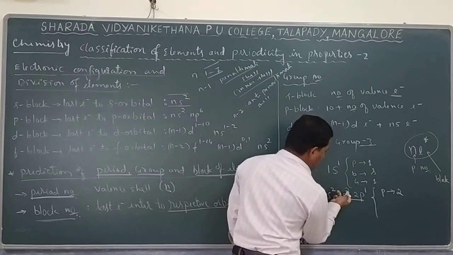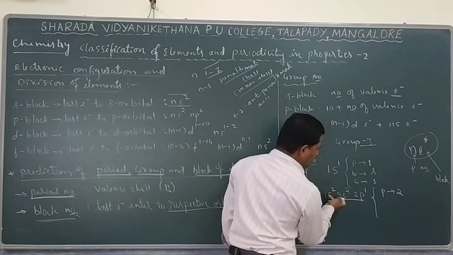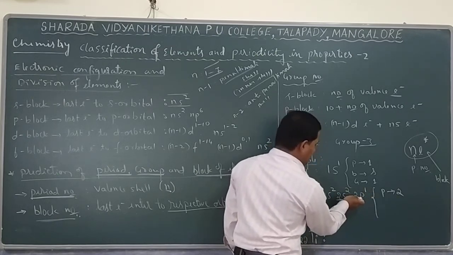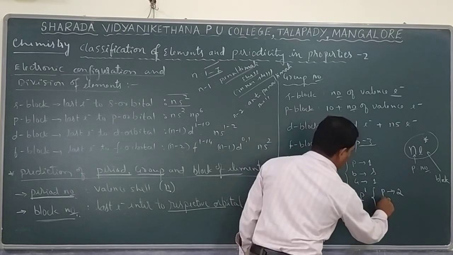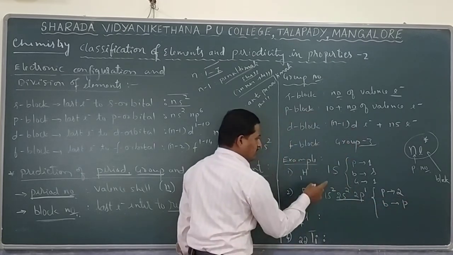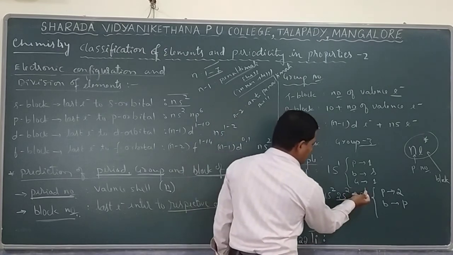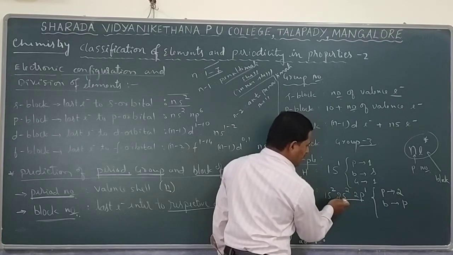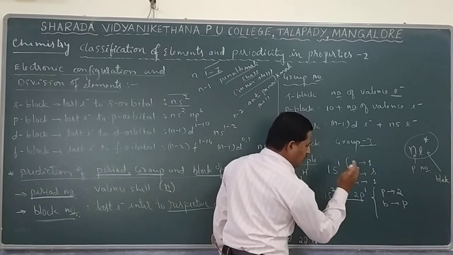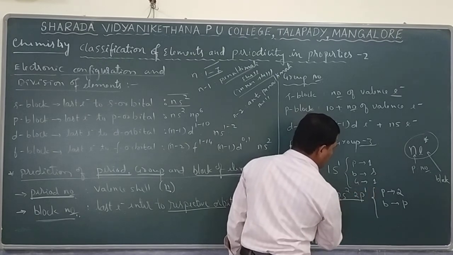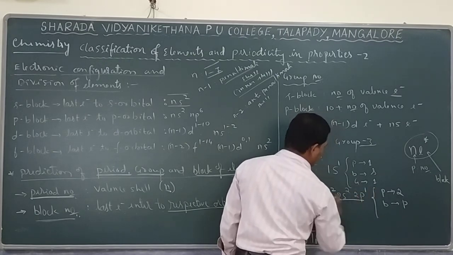And here, after completion of 2 electrons in the s orbital, the last electron goes to the p orbital. As a result, boron belongs to the p block. Since after filling 2 electrons in 1s, the next go to 2s, and with 2 electrons accumulated, one more is left, that is the 5th electron, which goes to 2p. That last electron goes to the p orbital, so boron belongs to the p block.